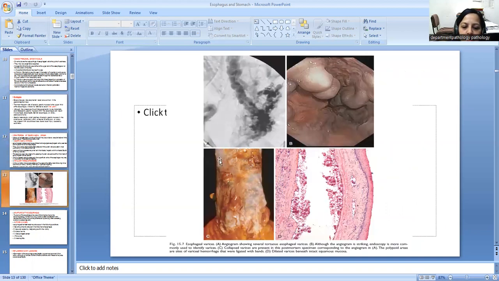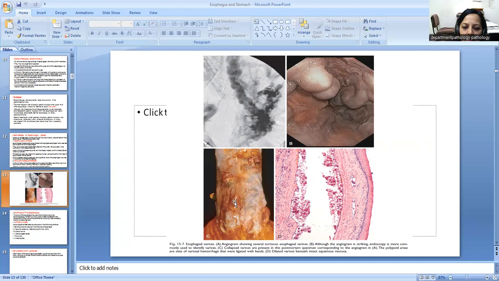So this is the picture of esophageal varices. The first one is the angiogram, which shows several tortuous esophageal varices. The endoscopy is more commonly used to identify varices. So B is the picture from the endoscopy, whereas A is the angiogram. In C, we can see collapsed varices in the post-mortem specimen corresponding to the angiogram in A.